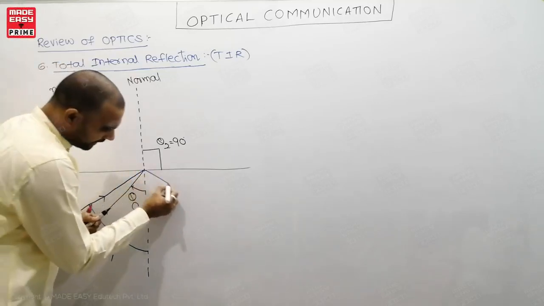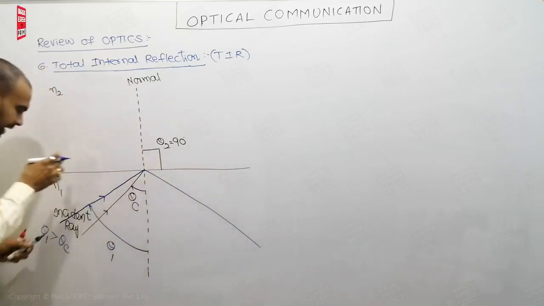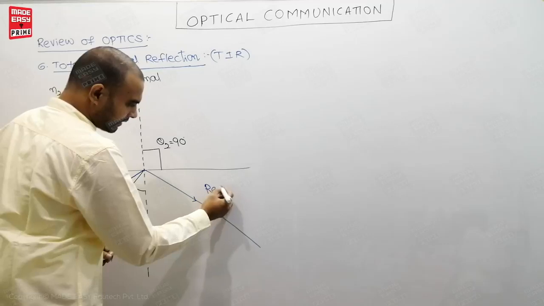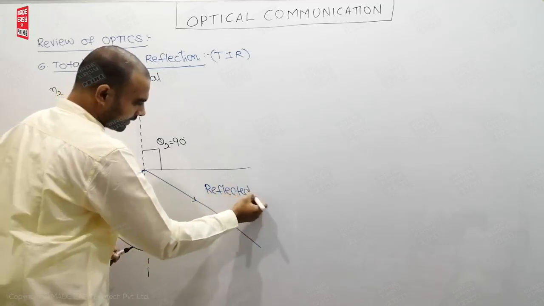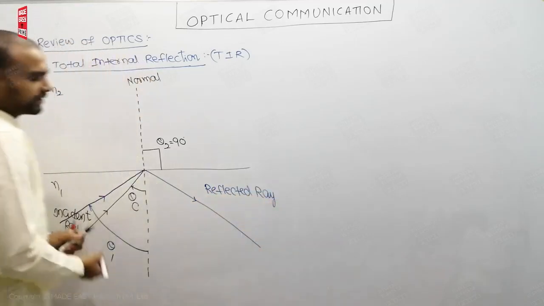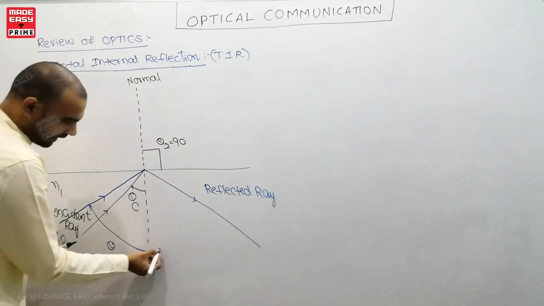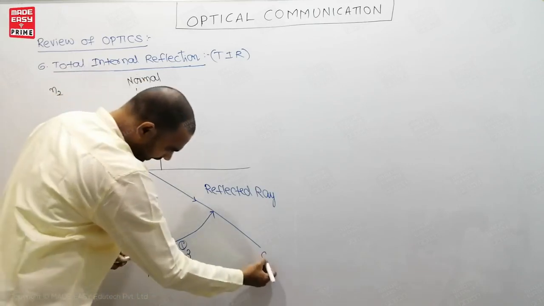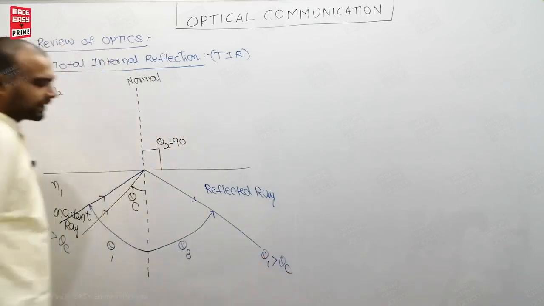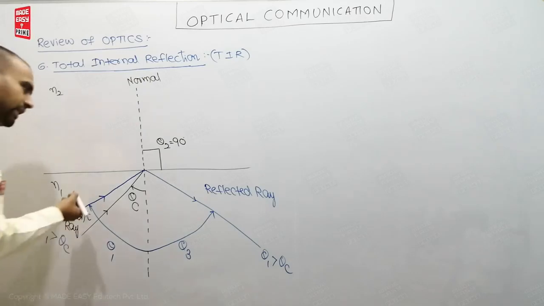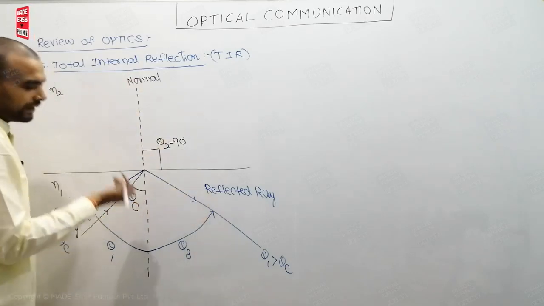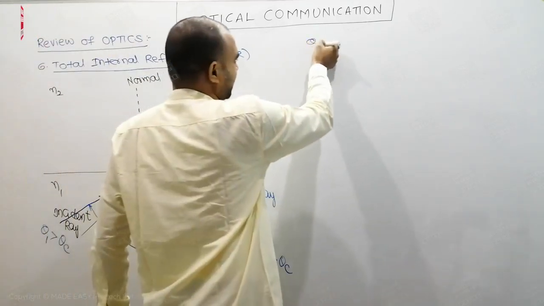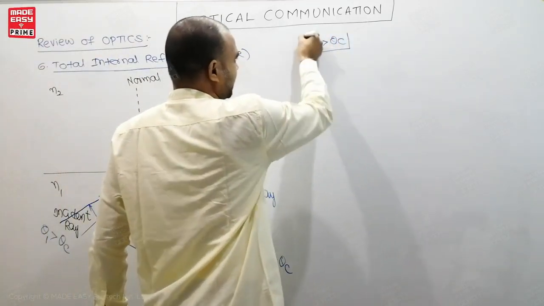Then the light ray will get reflected into the same medium, which is called the reflected ray, and that angle is called theta 3. Whenever your theta 1 is greater than theta c, total internal reflection takes place.